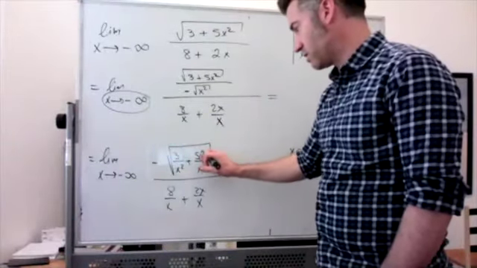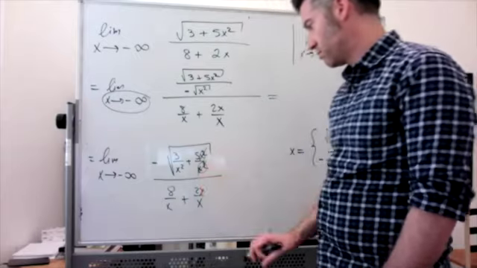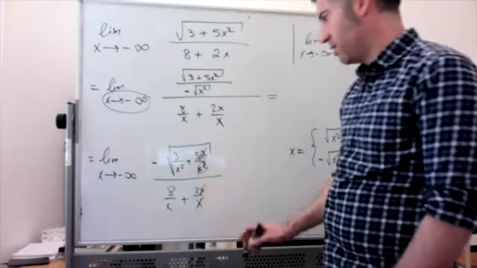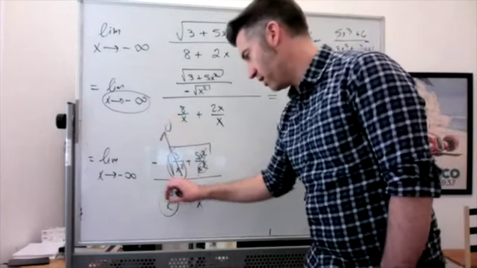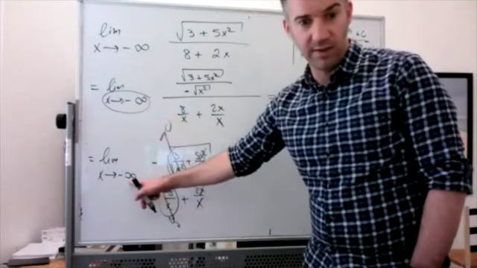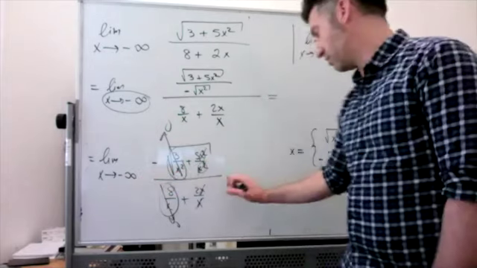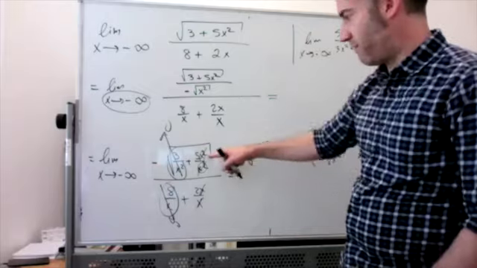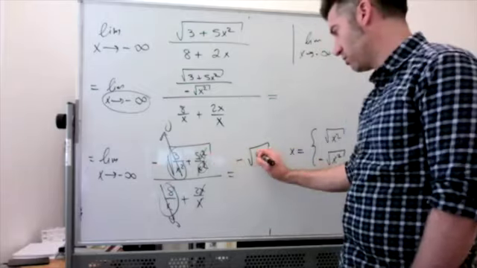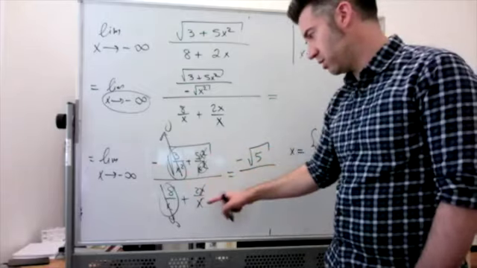And now look what happens. The x squareds cancel. The x's cancel. 3 over x squared goes to 0. 8 over x goes to 0 as x goes to infinity or negative infinity. So you end up getting negative square root of 5 plus 0 over 2.